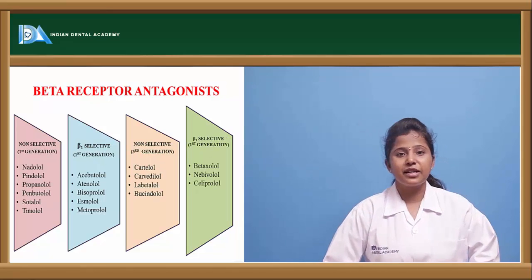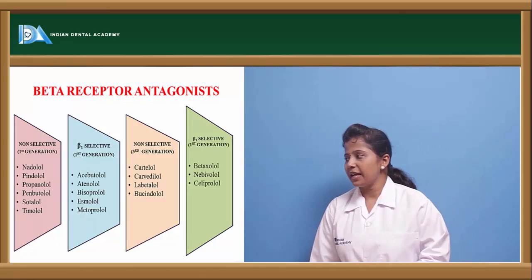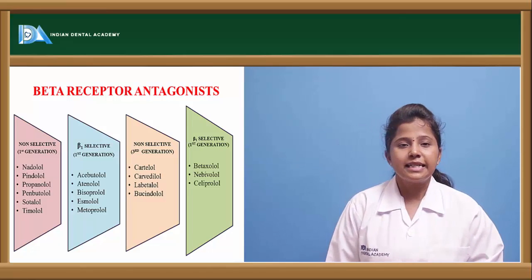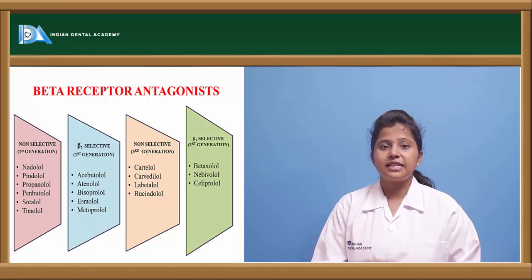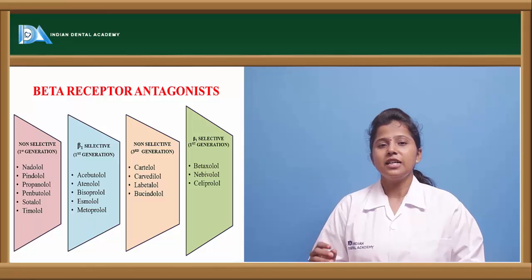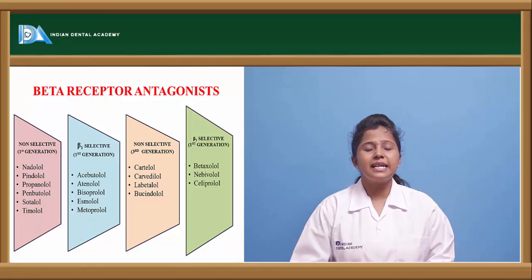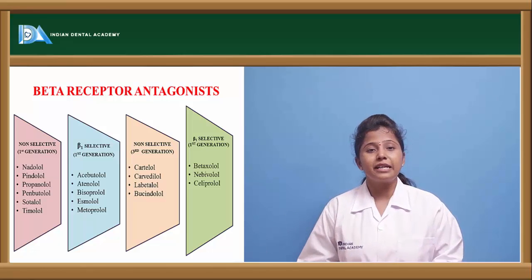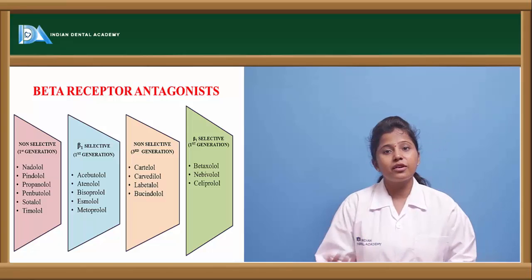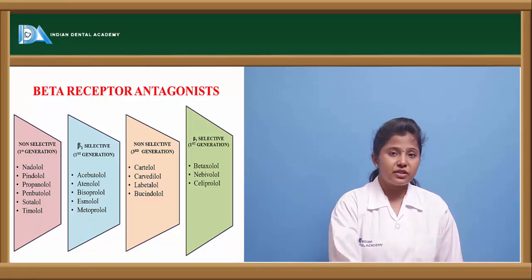Let us see the classification of beta receptor antagonists. So here also, for beta receptors, we have non-selective as well as selective. But here, non-selective and selective are further based on the generation. We can say they are categorized as first generation and third generation. So what are these generations? It is nothing but a slight modification in the structure of the drug, where the effect of the drug is very powerful when compared to the previous generation drug.